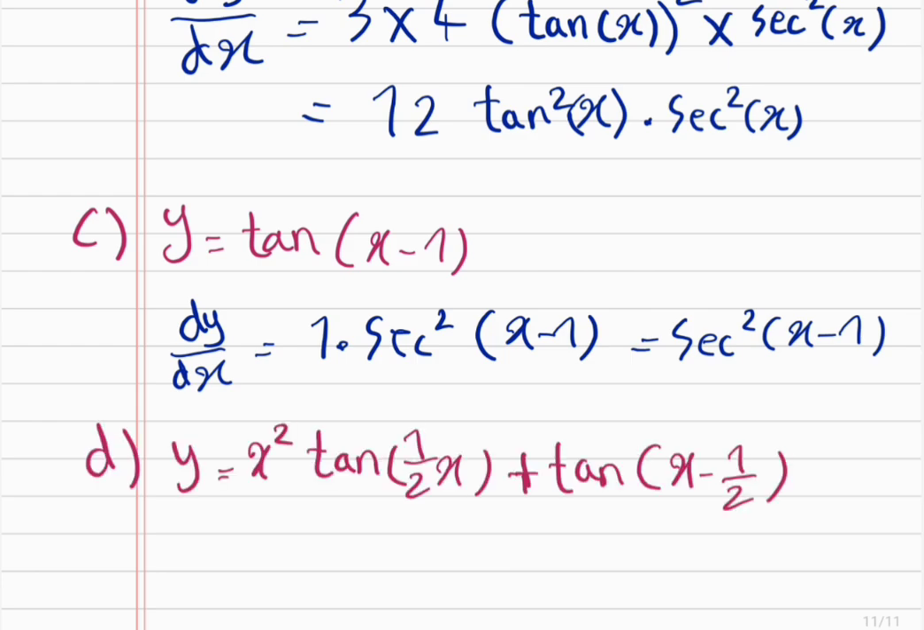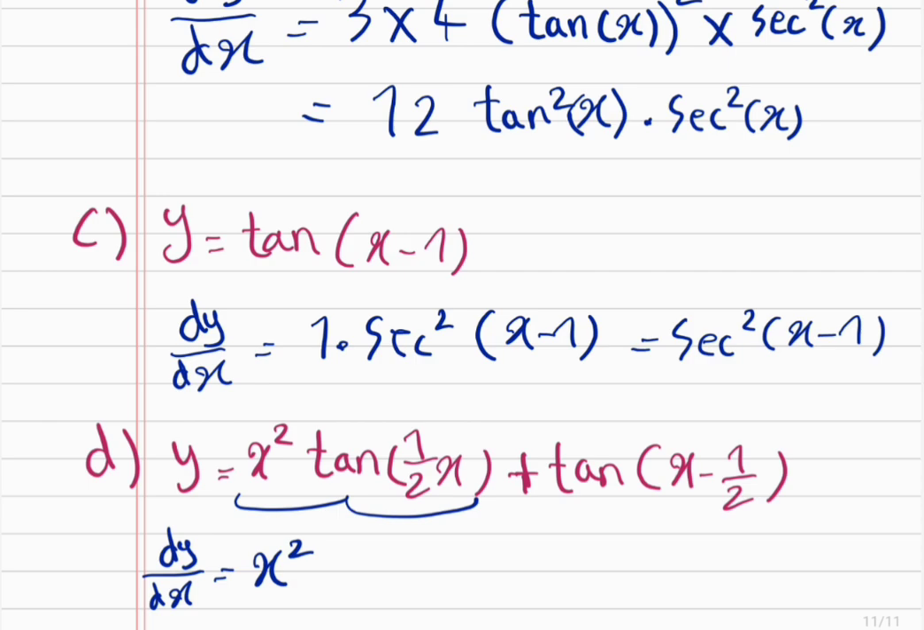Now part D, this is probably the most interesting one. So we should be careful because we need to use the product rule here. We have x squared and then times tan half x. So we have two different functions. Okay, so let's differentiate this as usual. So when we use the product rule, you always differentiate one function and you multiply that by the other function, and then you differentiate the other function and multiply by the other function.